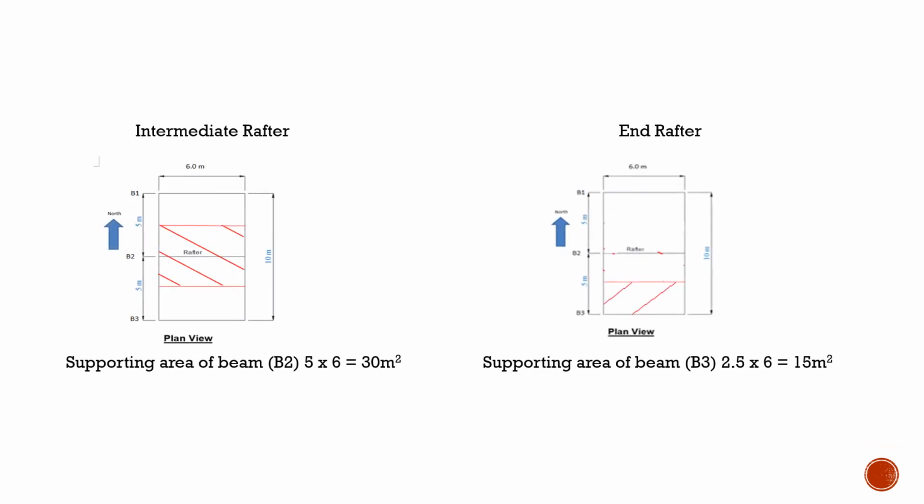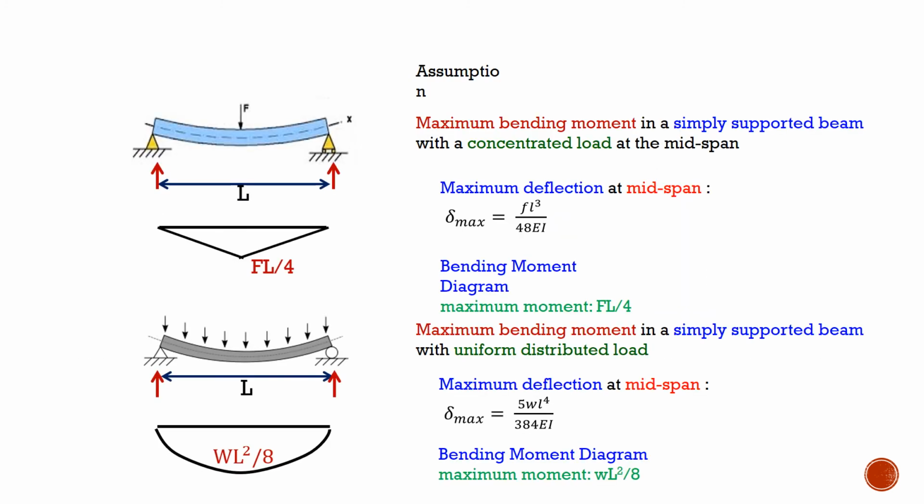Rafter design. When we design intermediate rafter and end rafter, both have different supporting area of beam. Intermediate rafter tends to have a larger supporting area of beam than end rafter. Assumptions have to be made whether it is a maximum bending moment in a simply supported beam with a concentrated load at the midspan or uniform distributed load.